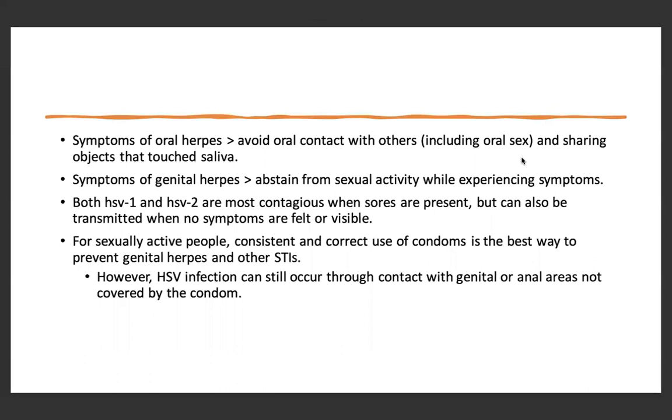Prevention. For symptoms of oral herpes: avoid oral contact with others, including oral sex or sharing objects that touch saliva. For symptoms of genital herpes: abstain from sexual activity while experiencing symptoms. Both HSV1 and HSV2 are most contagious when sores are present, but can also be transmitted when no symptoms are felt or visible. For sexually active people, consistent and correct use of condoms is the best way to prevent genital herpes or other STIs. HSV infection can still occur through contact with genital or anal areas not covered by the condom.